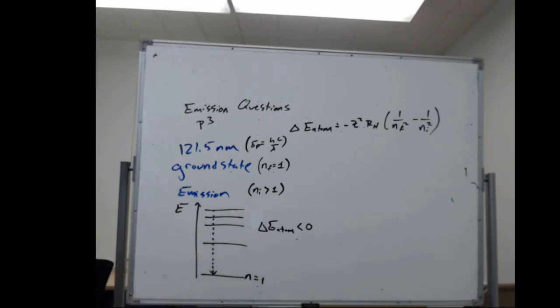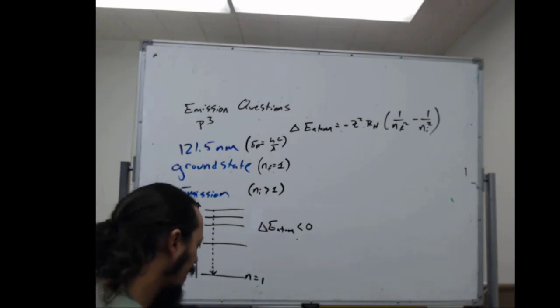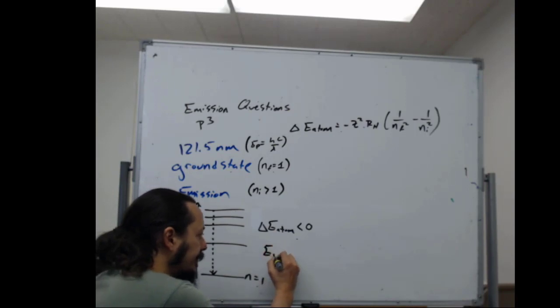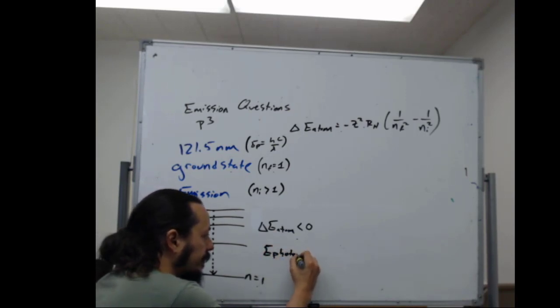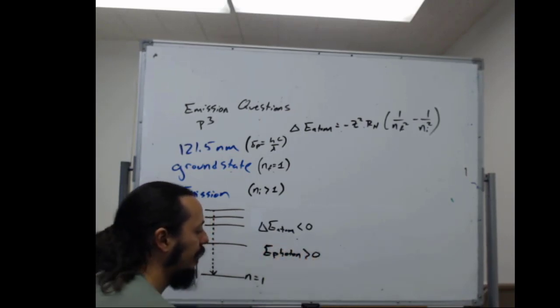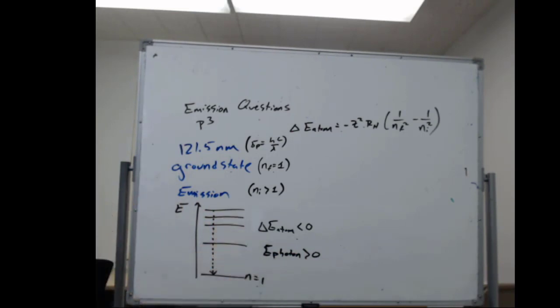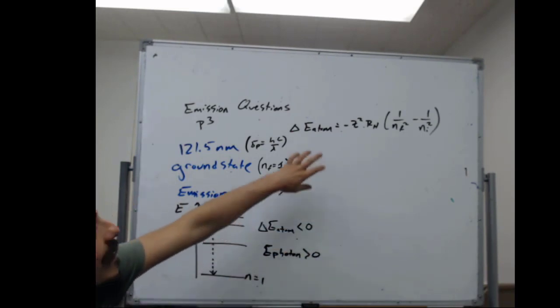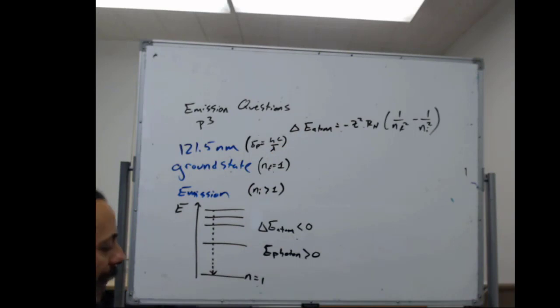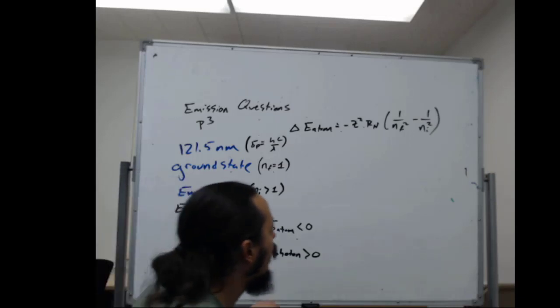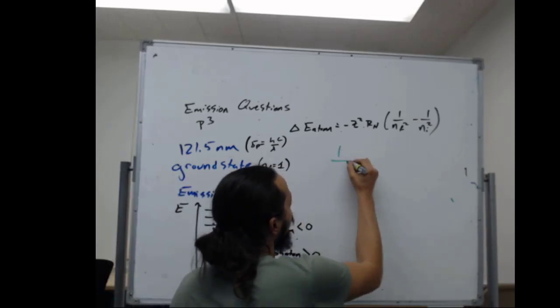It's negative, right? But the energy of the photon has to be greater than 0. So we're going to have a sign flip when we're looking at this if we use this energy of the atom equation. So we have to be careful about that. One way that we can force the sign flip is we can also use the other version of the Rydberg equation.